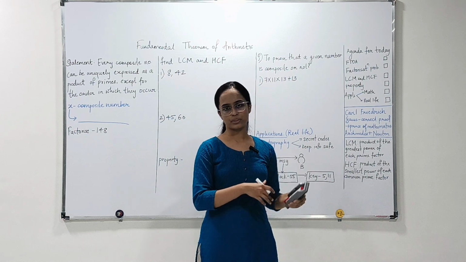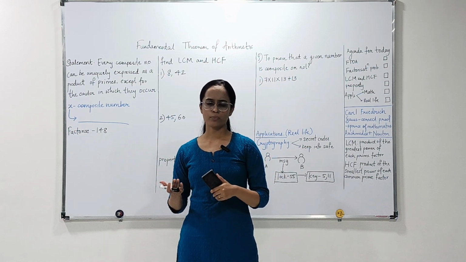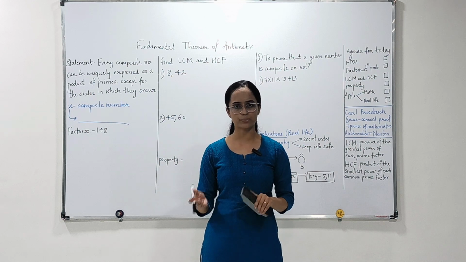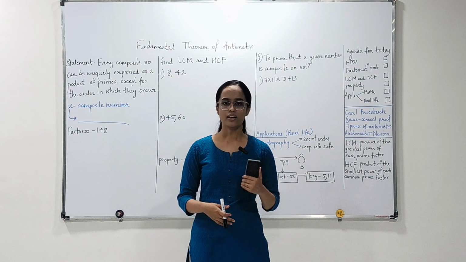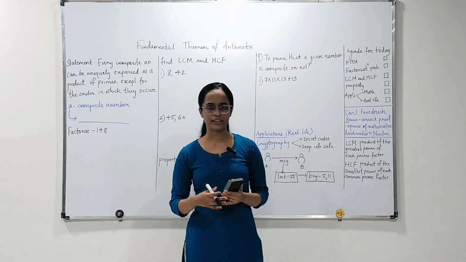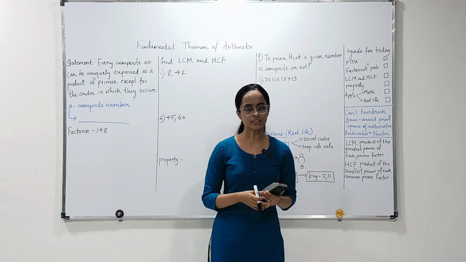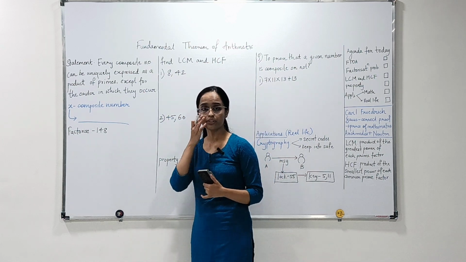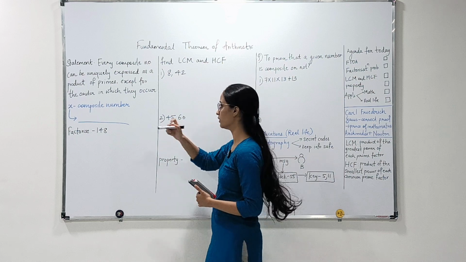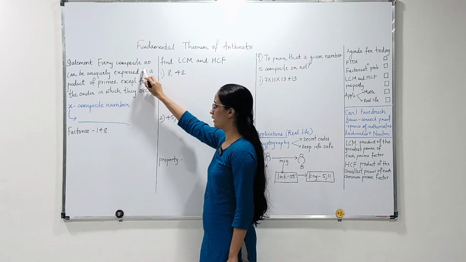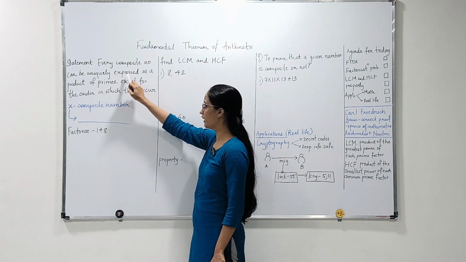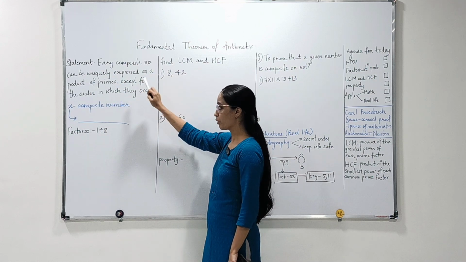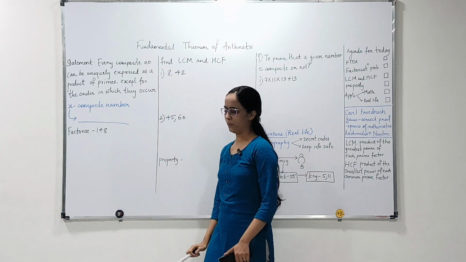Of course, when we are solving different types of problems, we are using this theorem already in mathematics, so that would be the math application part of it. Likewise, we are also going to see real life application of this theorem. So let's start with the theorem. Now the statement of the theorem reads as follows: every composite number can be uniquely expressed as a product of primes except for the order in which they occur.